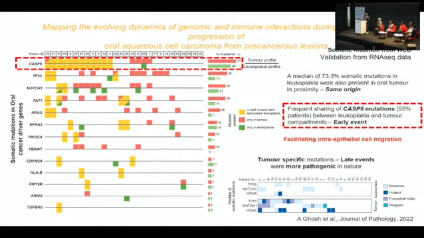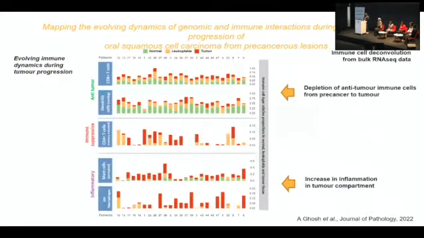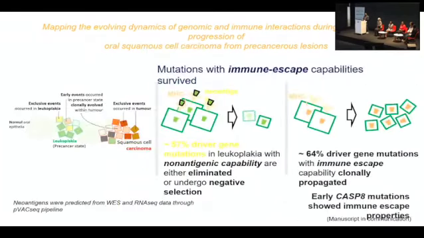And we show that the tumors gained additional hits in other tumor driver genes, and we also show that there were evolving immune dynamics, that was the depletion of the anti-tumor immune cells in the tumor from the normal to precancer to tumor. And also we show that the early mutations that occurred in a precancerous lesion are immune suppressive in nature. Thank you.